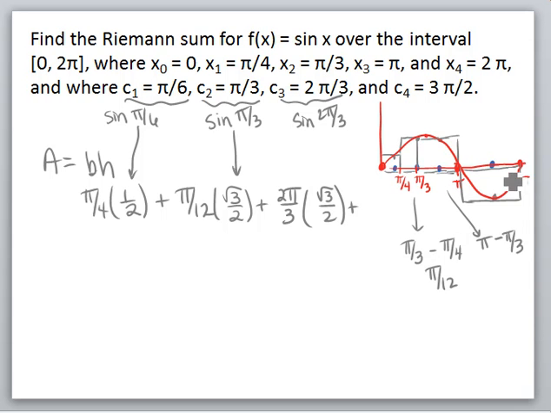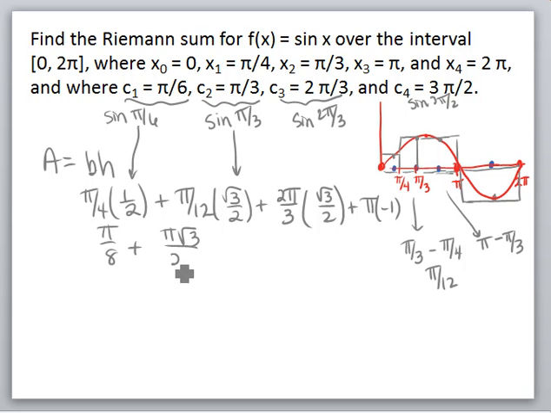Plus, for the last part, the distance from pi to 2 pi would be pi. And the height of this would be the sine of 3 pi over 2, which is negative 1. When you multiply these all together, you have pi over 8 plus pi square root of 3 over 24 plus, these could cancel, square root of 3 pi over 3, plus negative pi. When we add those all together, this would be approximately negative 0.708.